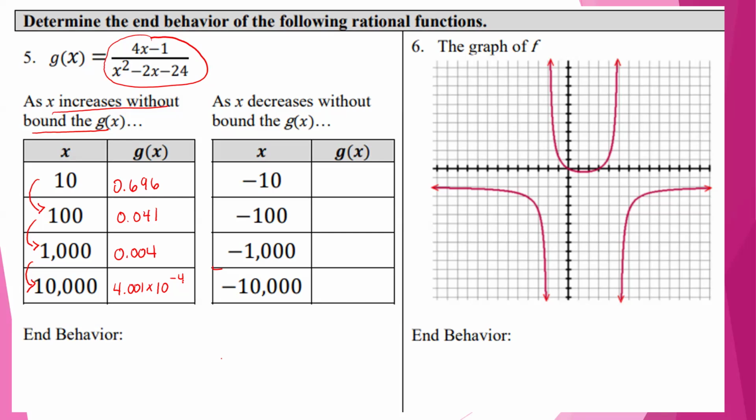So what's happening to my output values as x is increasing? Increasing. What is happening to my output values? They're getting what? Smaller, but are they going towards negative infinity? What does it look like they're going towards? Getting 0.696, 0.041, 0.004, 0.000, I don't know how many zeros there are, right? What's happening to that number? What's it getting really, really close to? 0. So the limit as x increases without bound of what function is this? g of x? Where is it going towards? 0.